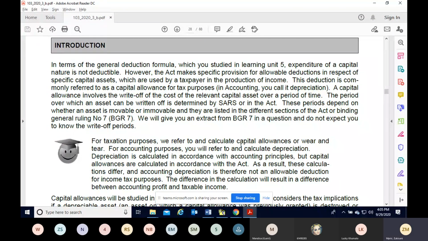So when we are touching on movable assets, you'll find that there will also be a binding general ruling, which we'll have to look at. So in terms of the Income Tax Act, most movable and immovable assets are covered. Those that are not covered are covered under binding general ruling. And this binding general ruling will always be provided to you. It provides the write-off periods.